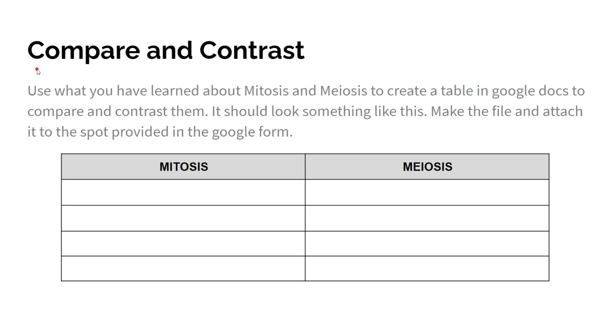So now I'm going to get you to compare and contrast. You've learned about mitosis and you learned about meiosis. Use what you've learned about mitosis and meiosis to create a table in Google Docs to compare and contrast them. It should look something like this, what I've provided for you here. Make the file and attach it to the spot provided in the Google form, and I'll check that there later.